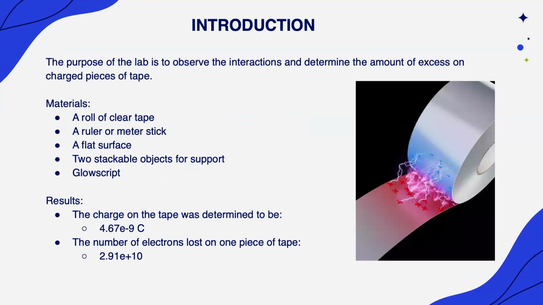The materials we will use in this experiment are a roll of clear tape, a ruler or meter stick, a flat surface, two stackable objects for support, and GlowScript to develop the computational model to simulate the tape and interacting forces. So for the results, we will find that the charge on each tape was determined to be 4.67 times 10 to the power of negative 9, and the number of electrons lost by each tape was determined to be 2.92 times 10 to the power of 10.